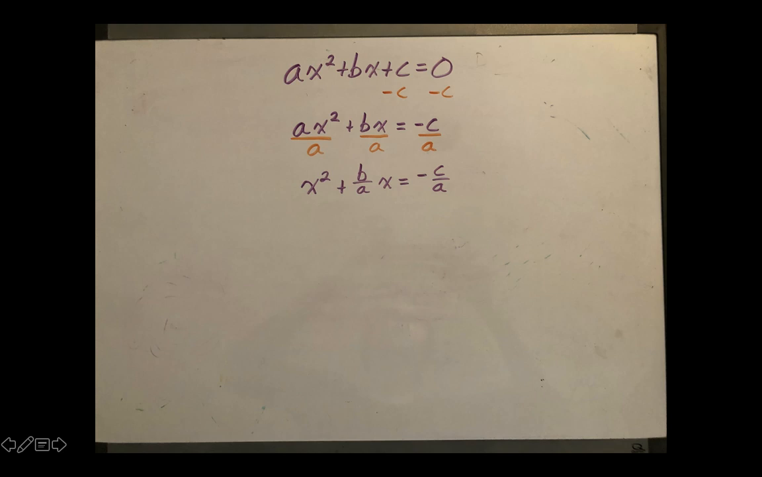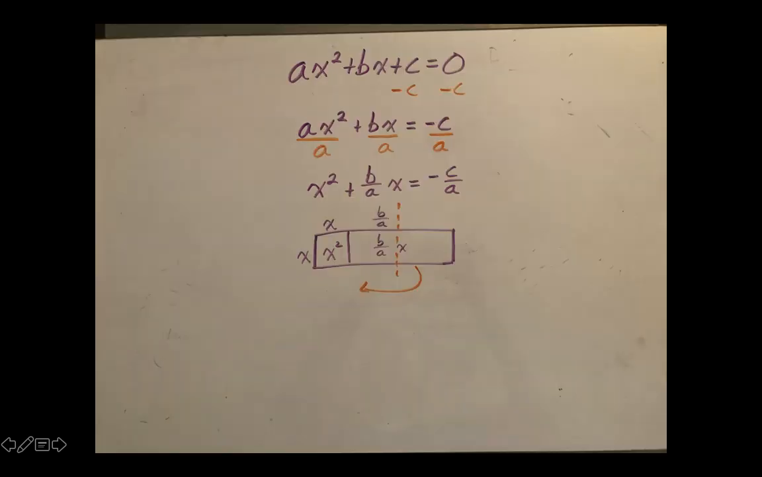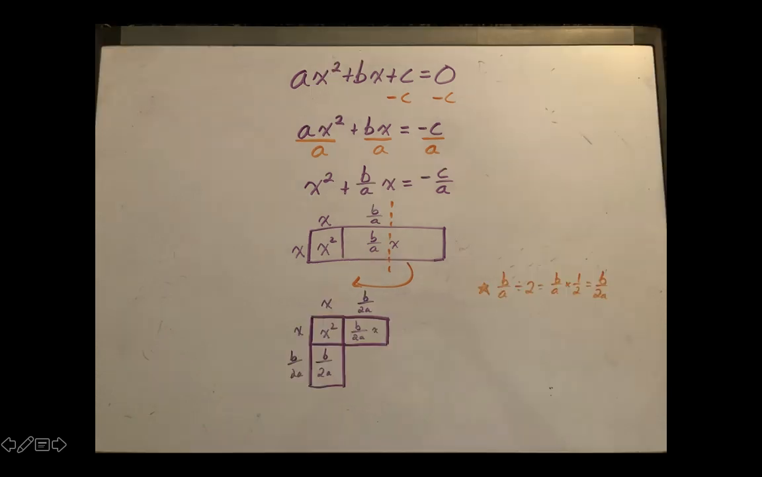Now that we've rearranged it like that, we can go ahead and start drawing boxes. So drawing the same kind of box we've been using before, we've got x on one side and x plus b over a on the other side. Then we can split that b over a piece in half and swing it down to make our almost square. So at that point, each side is x plus b over 2a, because when you do b over a divided by 2, that's the same as b over a times 1/2, and that gets you b over 2a. And then we've almost got our square.